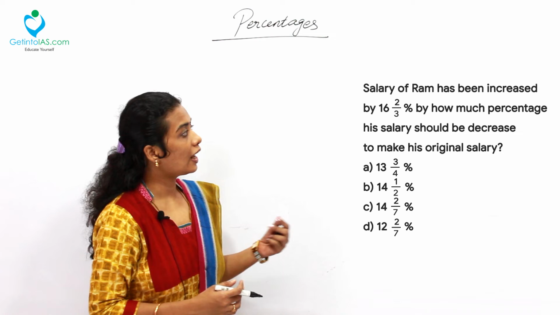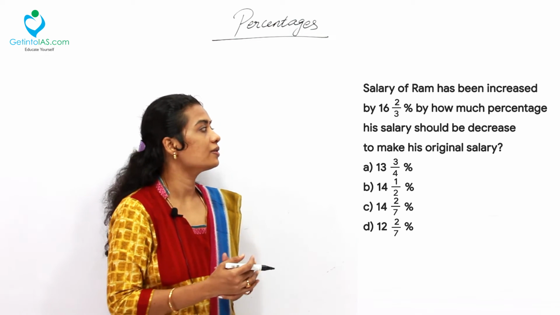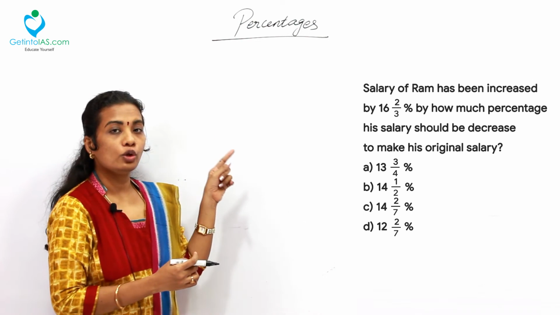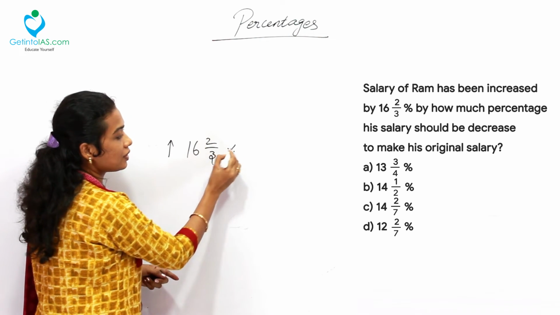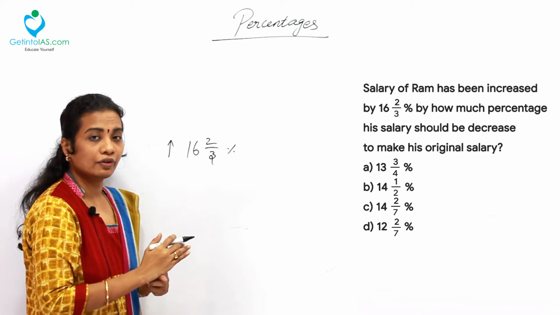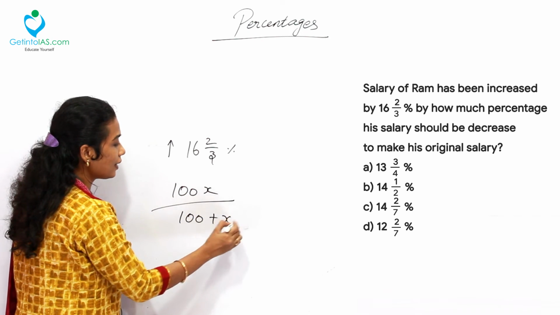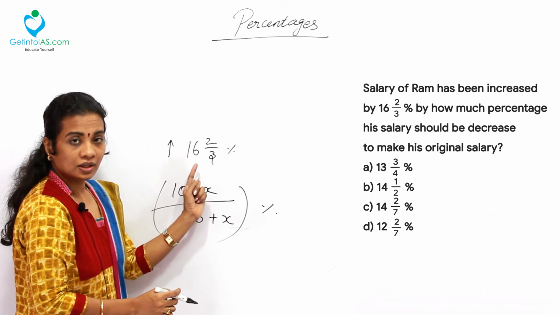The next sum, salary of Ram has been increased by 16 2 by 3%. By how much percent his salary should be decreased to make his original salary? Here the value of the fraction is given in the form of a mixed fraction. How to deal with this? Simple. You can take the same formula. Increase is given. Increased by 16 2 by 3%. What is the percentage nullify formula for this? 100x by 100 plus x percentage. Here what is x? 16 2 by 3.